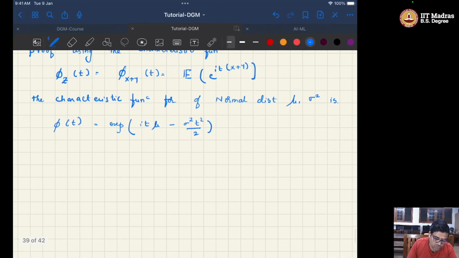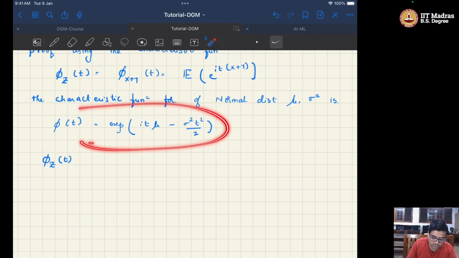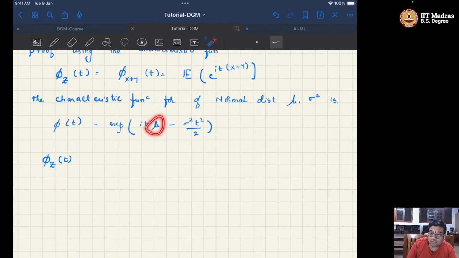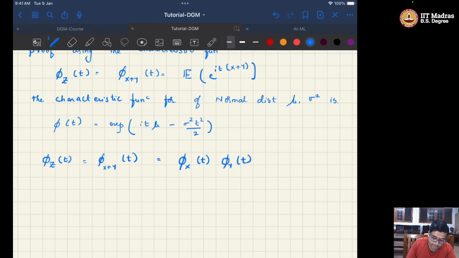Okay. So now what is it that we want? Now we want phi Z of t. Now if we are able to bring the phi Z of t into this specific form, whatever is here will be the mu, and whatever is here will be the variance. That is what we actually want to do. Now this is phi of X plus Y of t. Since X and Y are independent, we can write it as phi X of t into phi Y of t.